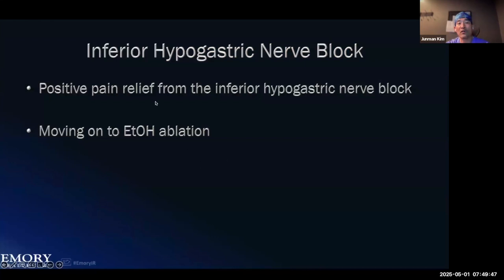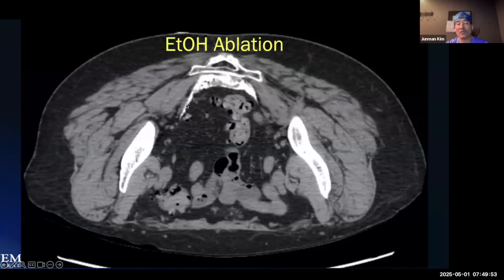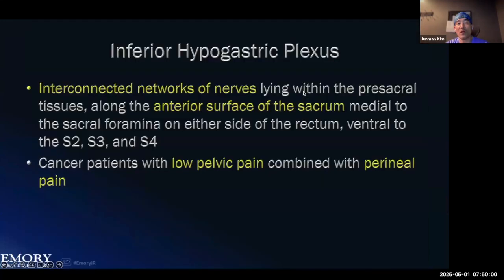So positive pain relief from the inferior nerve block. So we moved on to alcohol ablation. This is the distribution of the alcohol ablation of that inferior hypogastric. It's another network of nerves sitting at the anterior surface of the sacrum. Patients with lower pelvic pain, perineal pain, perirectal pain are the typical targets for inferior hypogastric plexus.